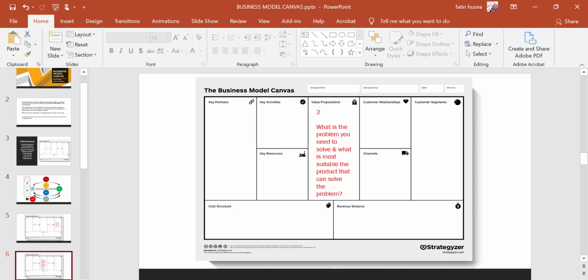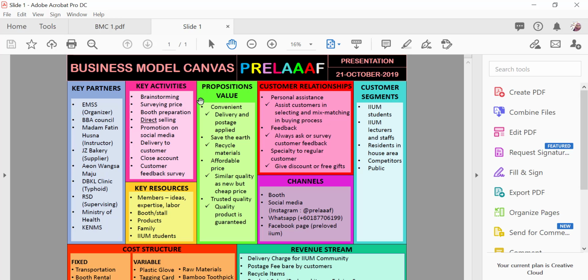For example, this one is actually selling pre-loved items. Number one, they put here the value is convenient, save the earth because it's a pre-loved item, affordable price, and trusted quality. Trusted quality might be connected to a problem of people not trusting buying a pre-loved item. Maybe the quality has decreased, so that's why they put trusted quality item in there. Okay, so basically like that.